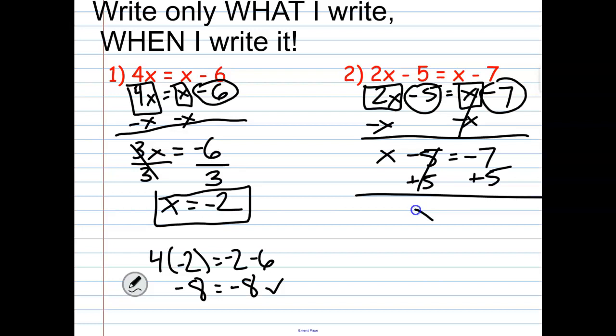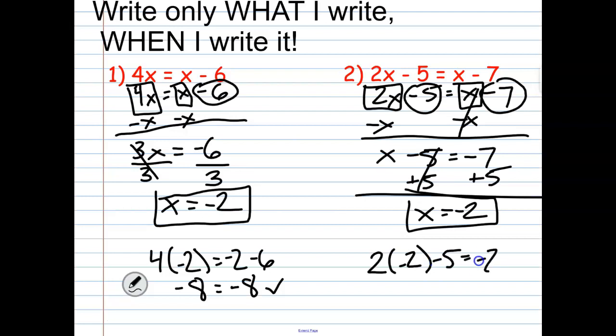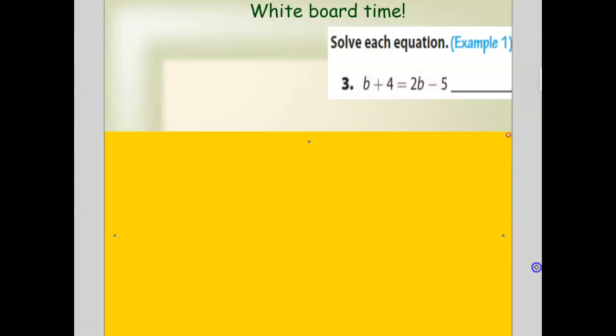And then I'm left with x equals -2. Again, you can do a quick little check here. You can go 2 times -2 minus 5 equals -2 minus 7. 2 times -2 is -4. -4 minus 5 equals -9, and that is true. All right, I think that's good enough for now.